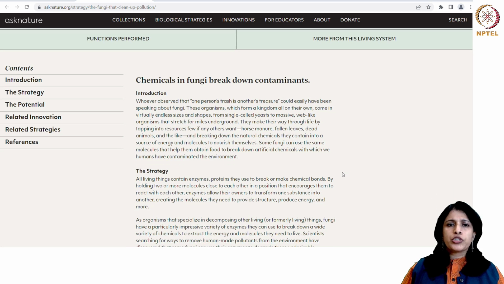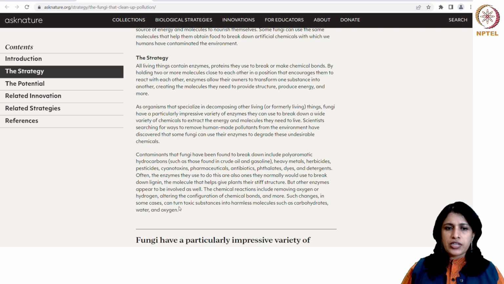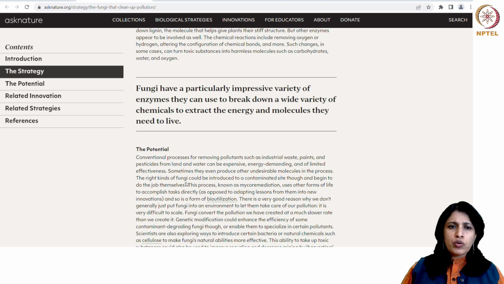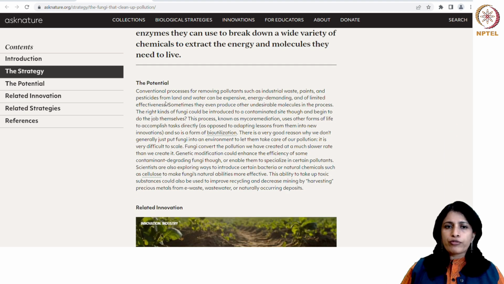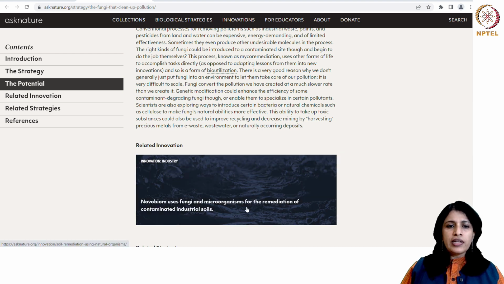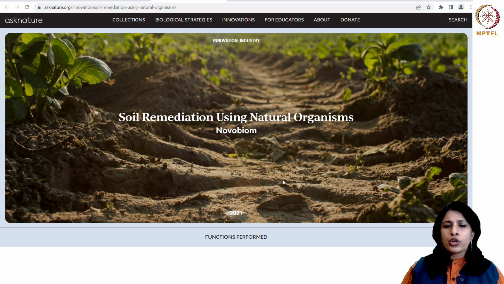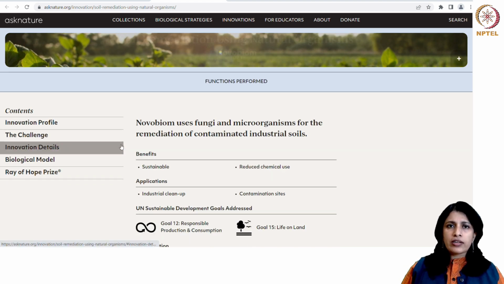And in this page, you can actually see how they do that. So the function is chemically breaking down, and the biological strategy of how it does that is mentioned right here. The Ask Nature page also gives you the potential of this strategy, saying where it could possibly be used in the human world. And if there is an innovation that has stemmed from this strategy, they have provided a link for that. So you can open up that innovation and look at how this company, NovoBiome, went about doing this innovation based on that strategy.